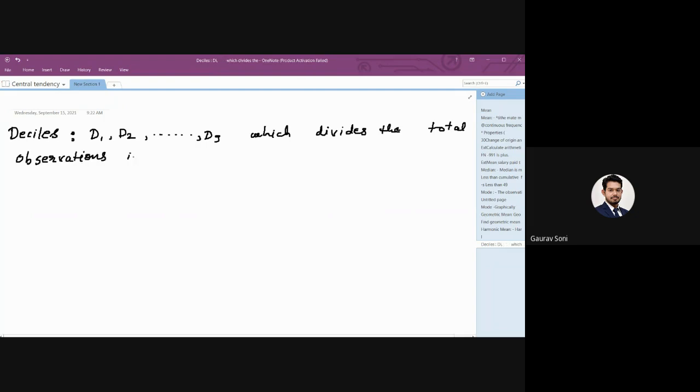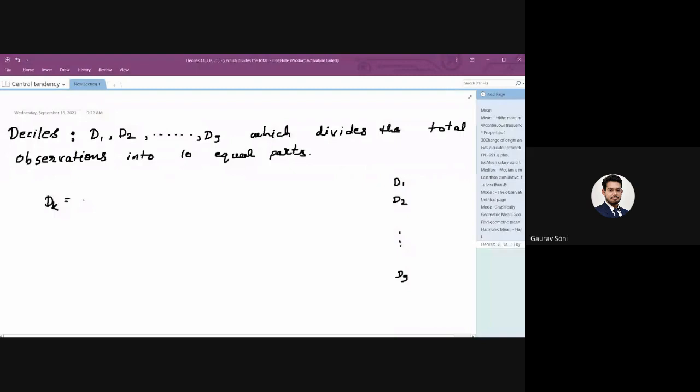Observations into 10 equal parts. So we will need a formula for each of them: D1, D2 up to D9, right? Now I am asking in general, what will be the formula for Dk?